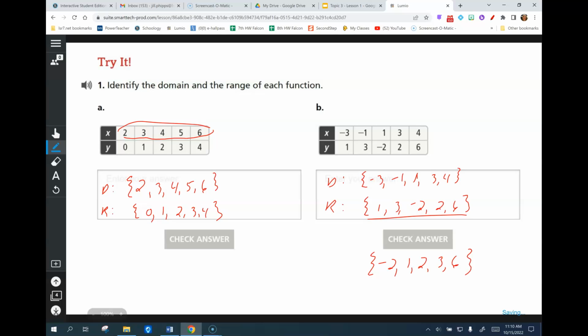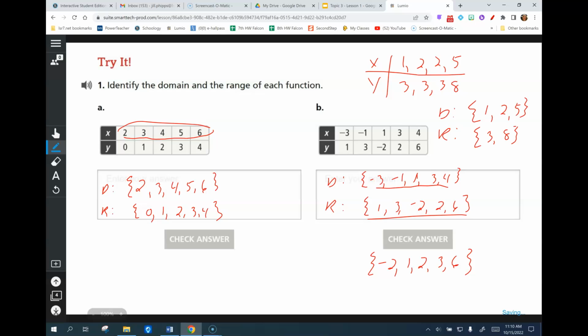Now, it didn't show up here, but what you need to remember is that when I write my domain and range, I don't repeat the values. So let's say that my x values were 1, 2, 2, 5. Okay? My y values were 3, 3, 3, and 8. Then my domain would be written as 1, 2, 5. Range would be 3 and 8.